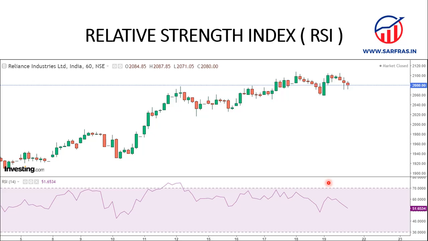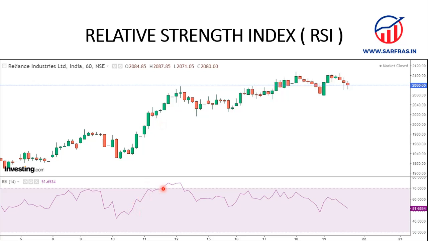So this is how the RSI would look. This is the investing.com site, courtesy investing.com, and this is a chart of Reliance. Here you can see a candlestick chart. The videos on how to use investing.com as well as the candlestick patterns, as I mentioned, have already been covered. What you can see here is the RSI, and it is sort of real time.